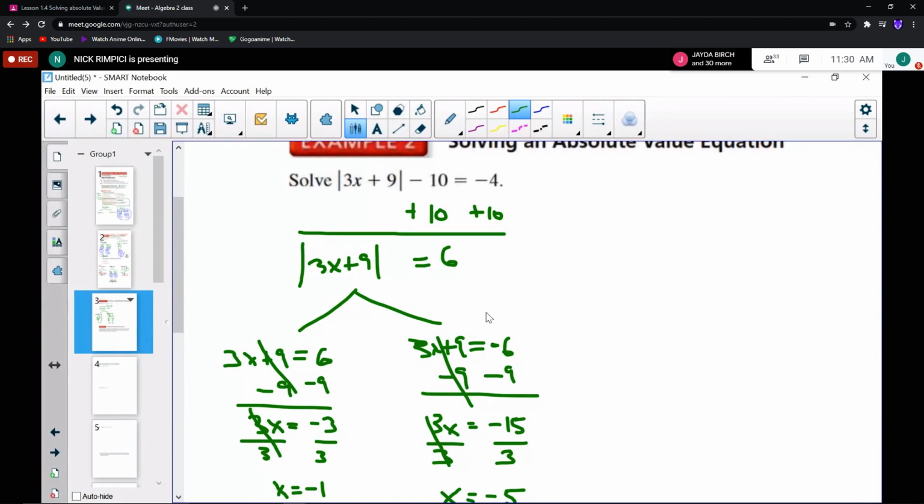I hate to leave you with this cliffhanger here, but that can't be helped because it's 11:30, right? We started at 10:45. So yes, we'll stop here.